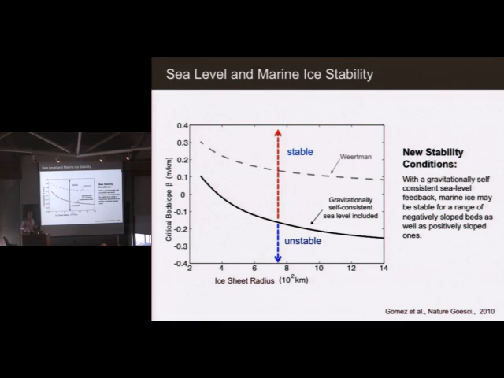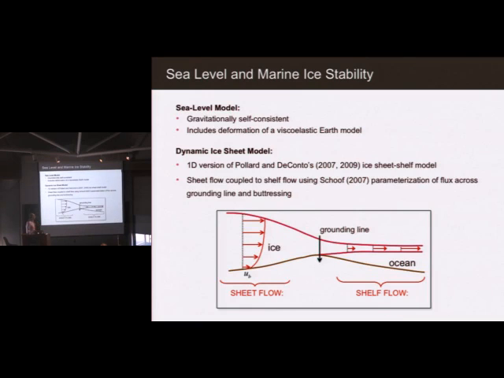And I think it's now widely understood in this community that marine-based ice sheets with negative slopes can be stable, right? Not too negative, of course. And I'll quantify what that means, right? So this was the first indication that the Wortman ideas needed revision to take into account sea level. So here's the next step.